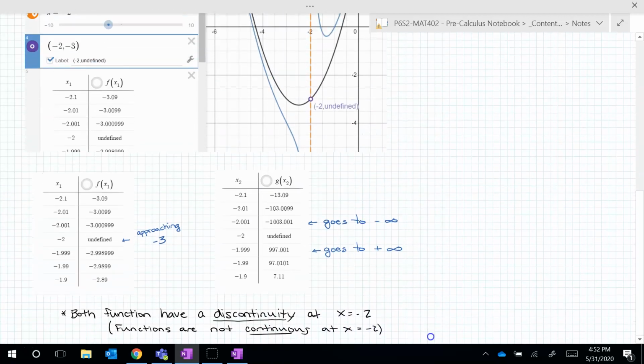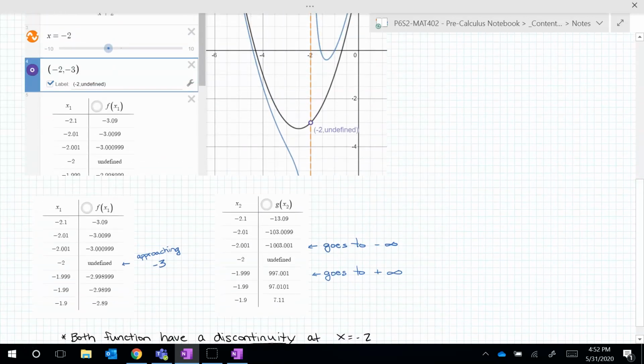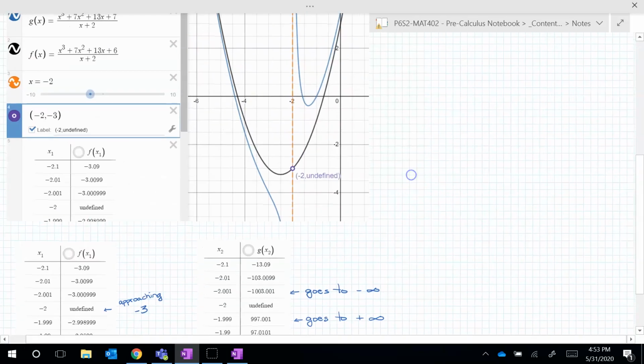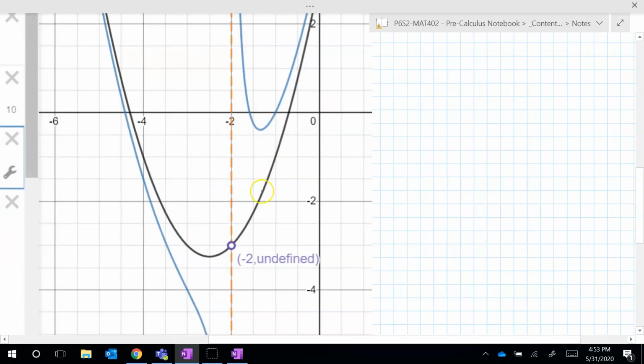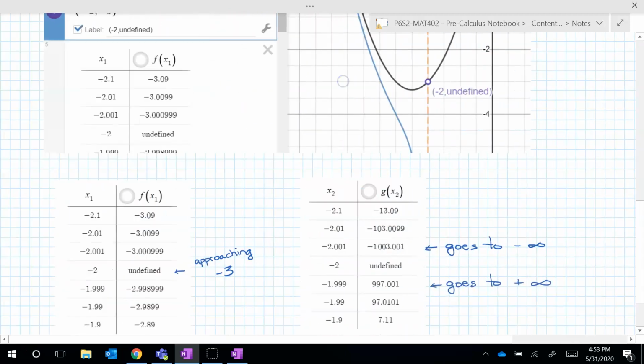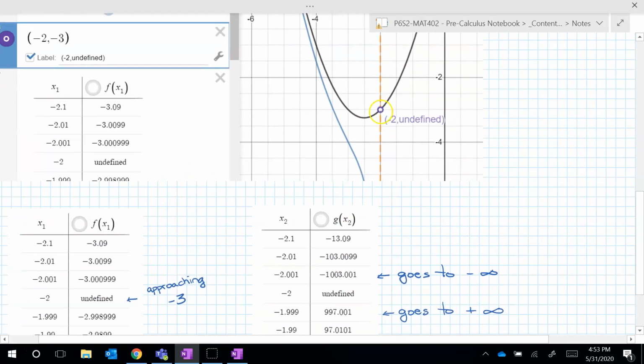Everywhere else, they are continuous, and continuous is a fancy mathematical word for saying it's smooth and connected. There's no bumps in the road, there's no breaks. Everywhere in this graph, it's connected. I could pick the smallest fraction apart, and I could go from one point to the next. Every point on this curve is defined, except for there in both cases. So in both cases, that negative 2 is undefined, and so we have what's called a discontinuity, a break in that function.